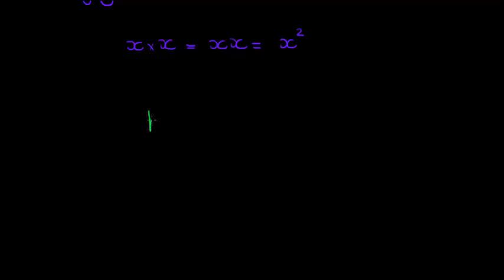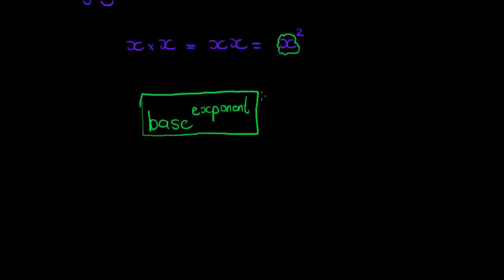So I actually have this format. I've got a base, which is this one. That's my base. And the base has an exponent. The exponent tells me how many times I multiply my base by itself. And this base and exponent together is called a term. Later on we'll also learn that it's called a power, but this would be an example of a term. The exponent also tells me how many factors I have. I've got 2 x factors.